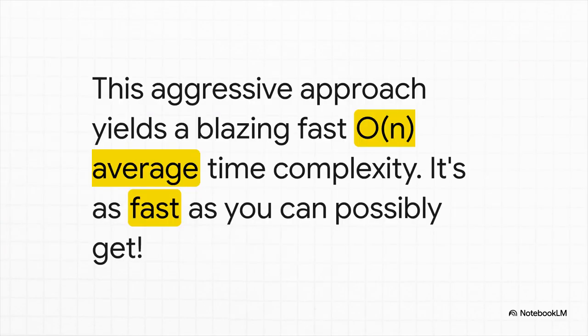And the payoff for this aggressive strategy is, well, it's speed, blazing fast speed. Because you're potentially throwing away huge chunks of the data at each step, this approach is incredibly fast. On average, its performance is linear, or what we call O of n. That basically means the time it takes is directly proportional to the number of items. You can't really get any faster than that, since you have to at least look at every item once.